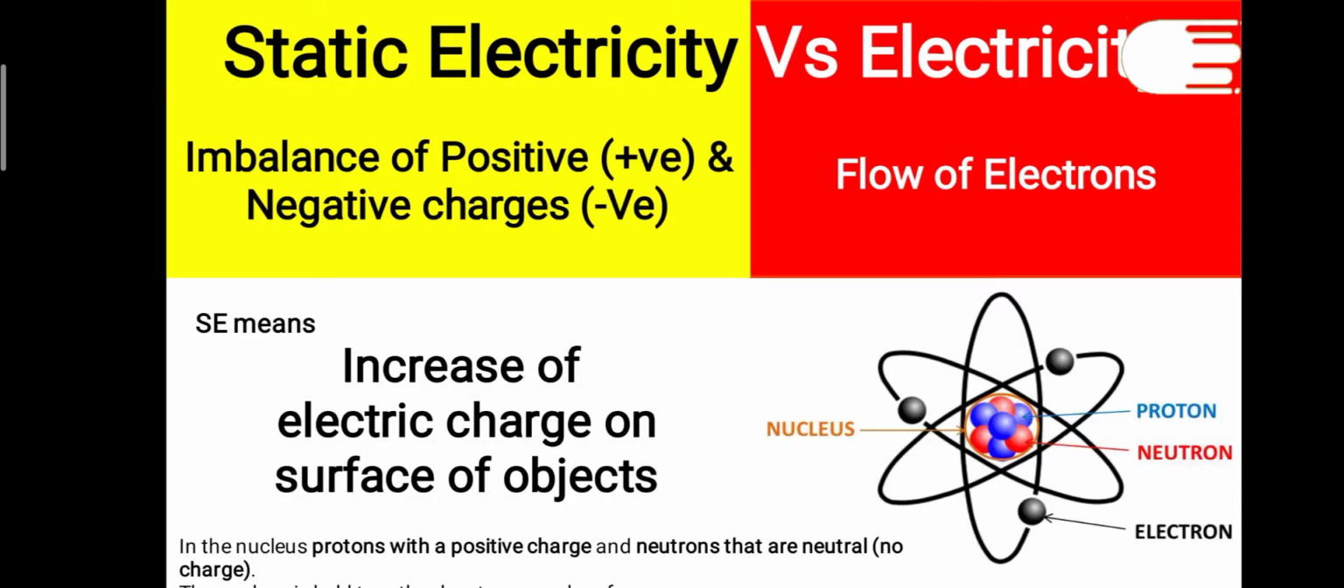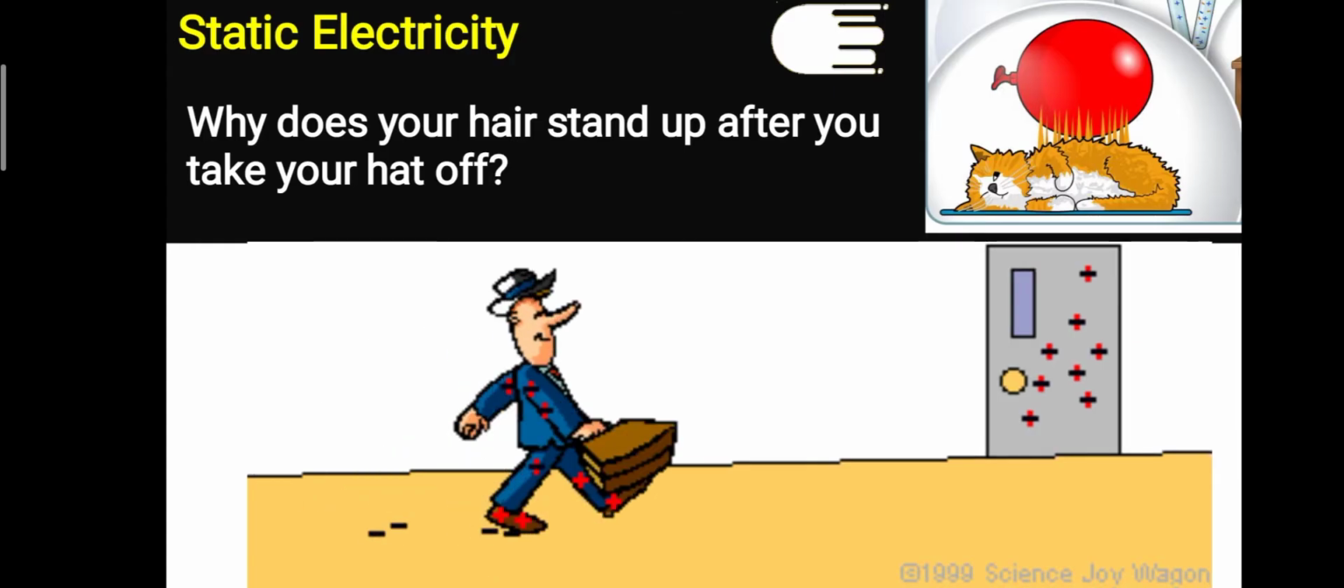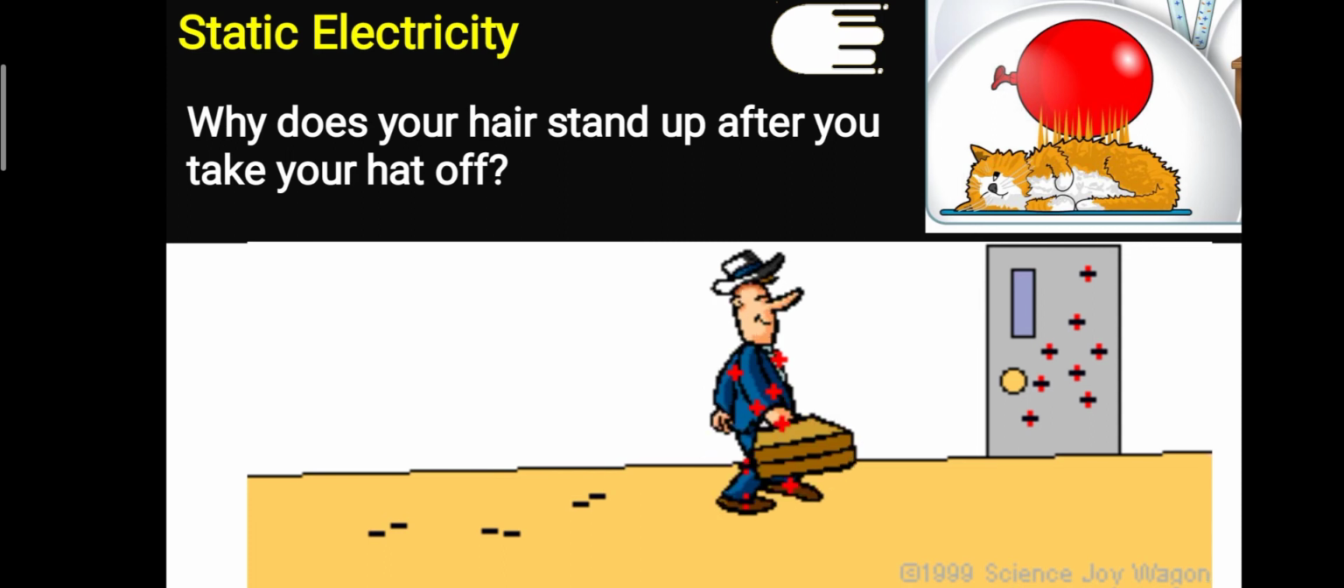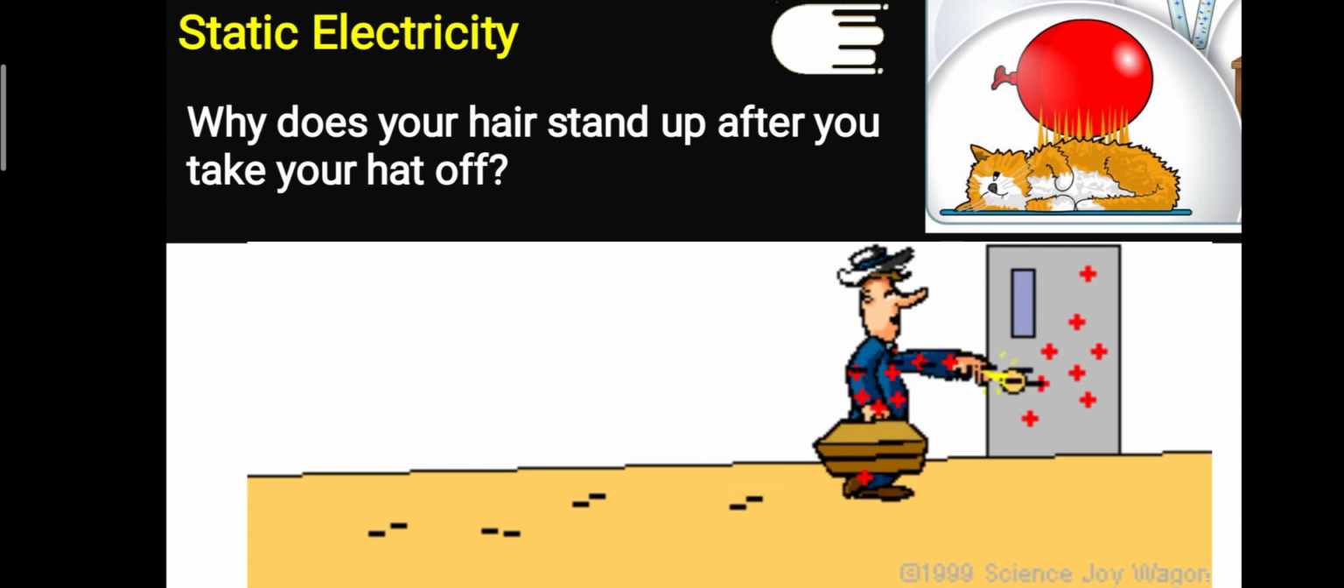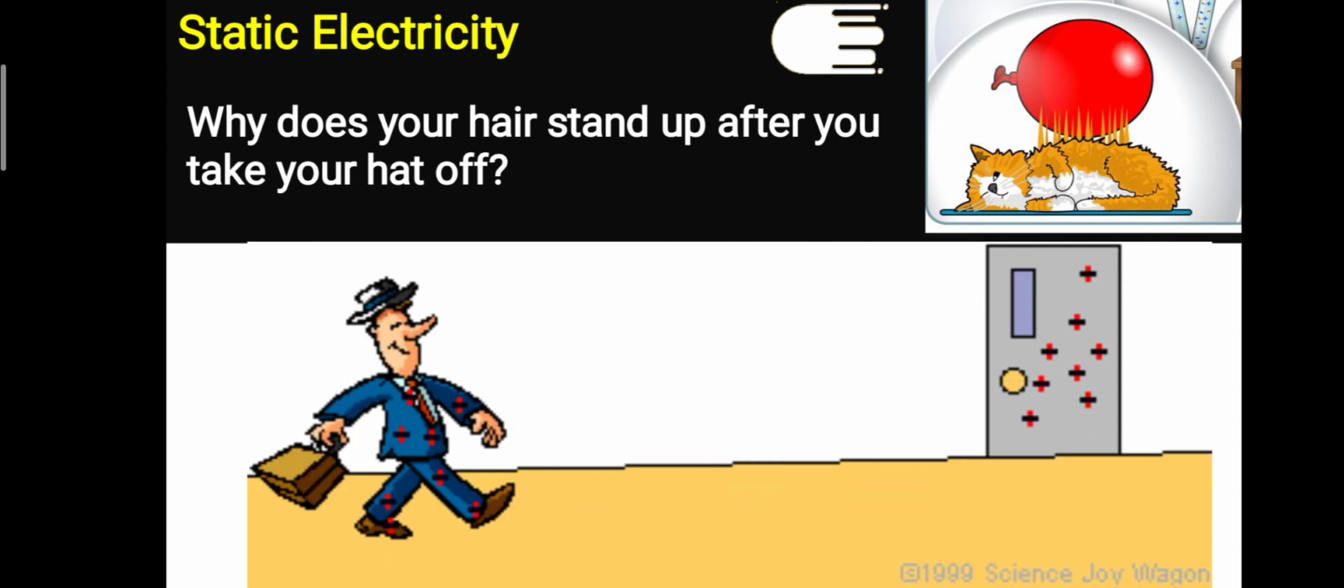For static electricity, the most popular definition is an imbalance of positive and negative charges. That means an increase of electric charges on the surface of objects. Have you ever observed why our hair stands up after taking off a hat or rubbing with a comb or balloon? Here is an example.